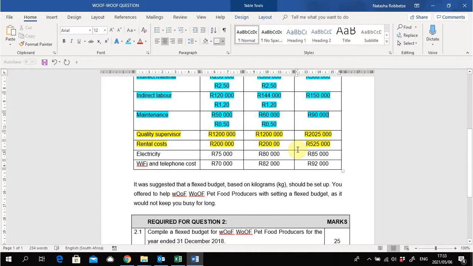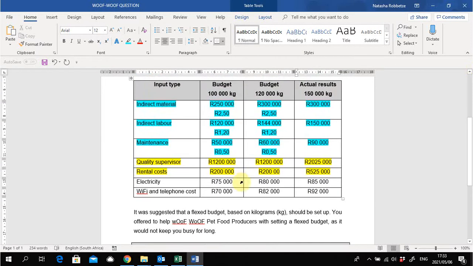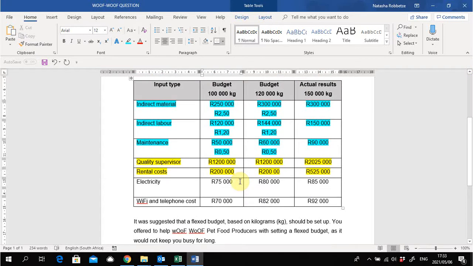All right, if I look at the electricity cost, again, I am going to divide the rand value by the budget level of 100,000 kilograms. And in the instance of electricity, I get 75 cents. If I repeat this calculation for the budget level 120,000 kilograms, I'm going to say 80,000 divided by the 120,000 kilograms, and then I get 0.6667.